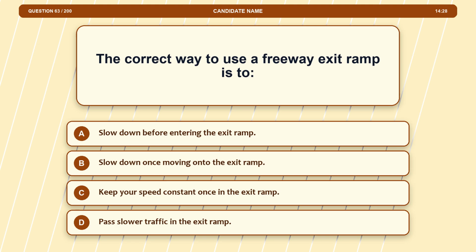Question 63. The correct way to use a freeway exit ramp is to: Option A. Slow down before entering the exit ramp. Option B. Slow down once moving onto the exit ramp. Option C. Keep your speed constant once in the exit ramp. Option D. Pass slower traffic in the exit ramp.